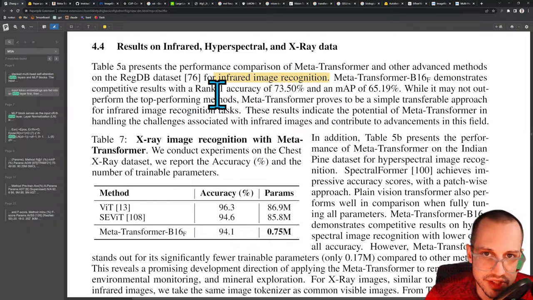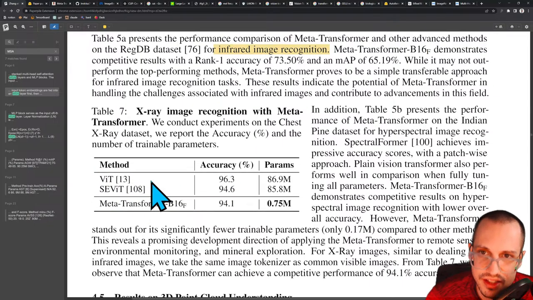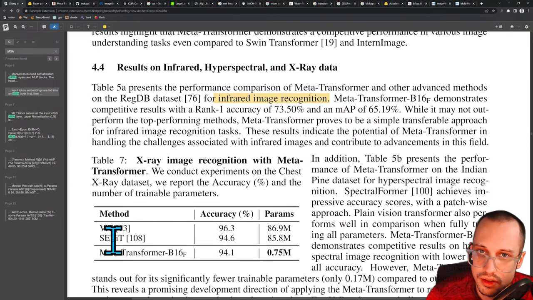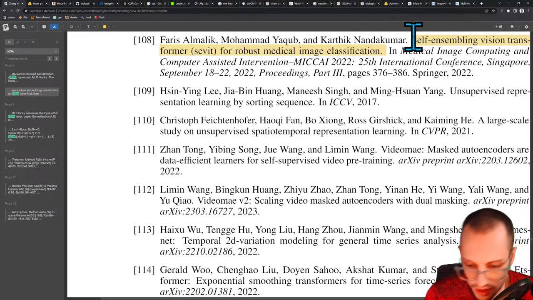Rank 1 accuracy of 73% and an MAP of 65, which I guess compared to SEViT, which probably stands for, I don't know what that stands for. What does SEViT stand for? Self-Ensembling Vision Transformer for robust medical image classification. Okay.